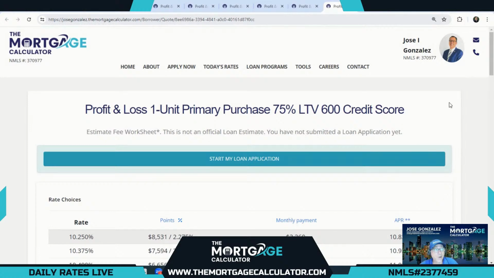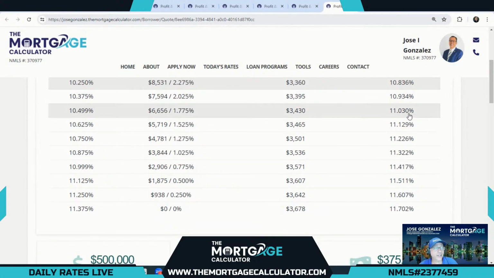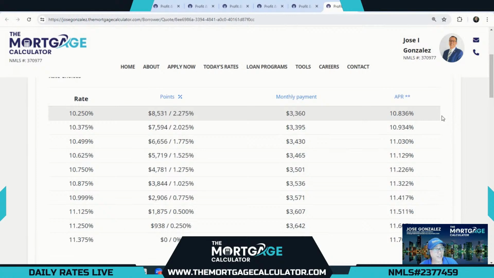And now our low credit score option, 600 credit score. We can actually take this loan down all the way to a 600. Profit and loss, primary purchase, 75% LTV. 11.375 is our lowest cost option at par, costing 0 points. And you can buy that down all the way to 10.25% at a cost of 2.275 points.